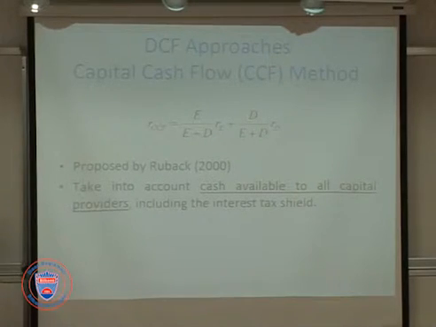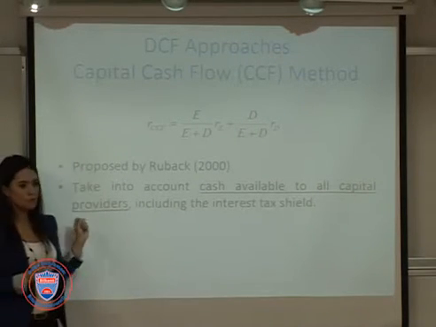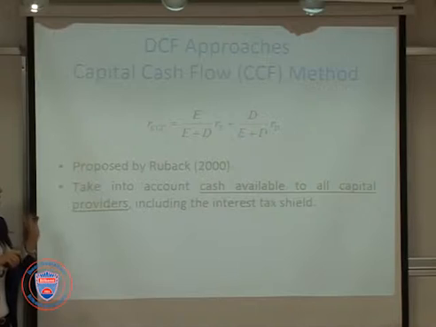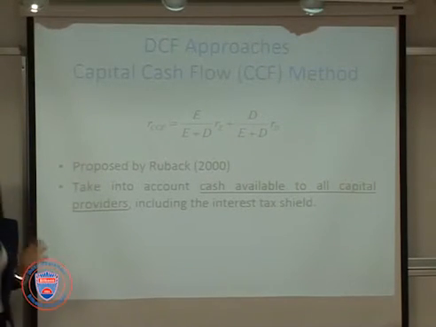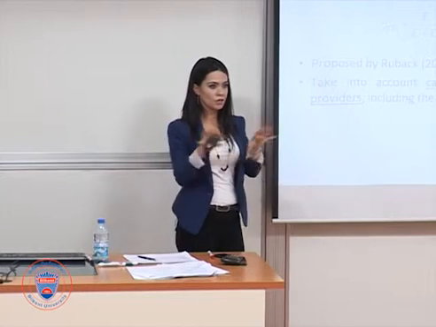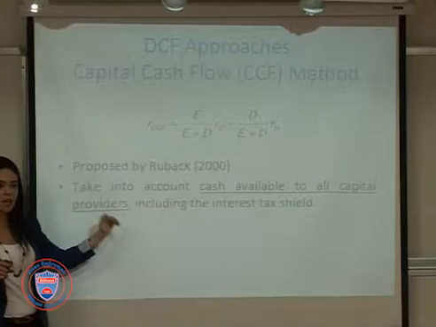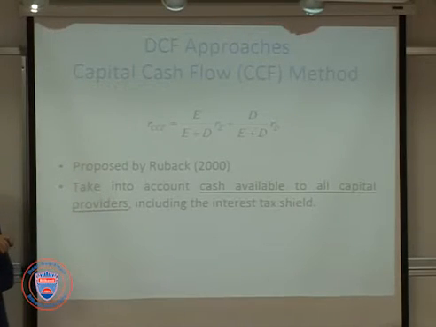Something extra is the capital cash flow method. This was proposed by Ruback in 2000. We're going to take into account all the cash available to all the investors, including the interest tax shield, everything. And then we're going to discount these using the cost of capital.